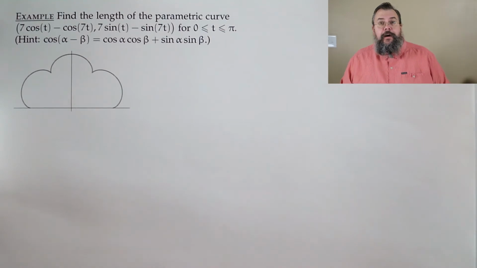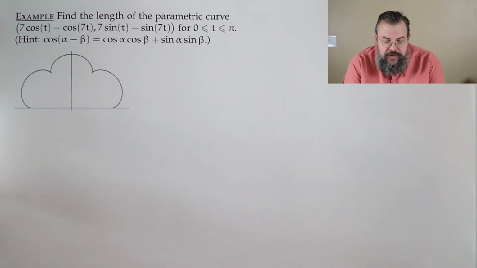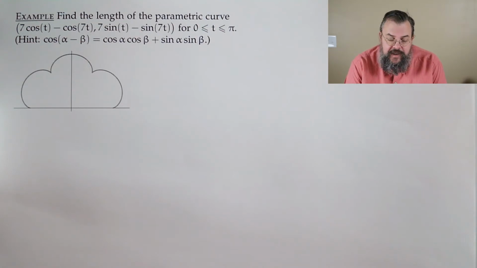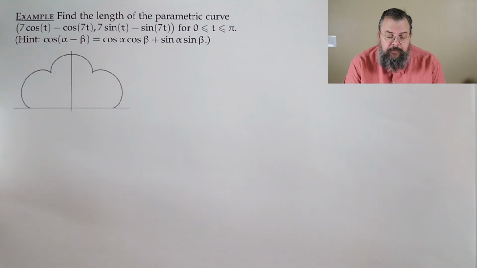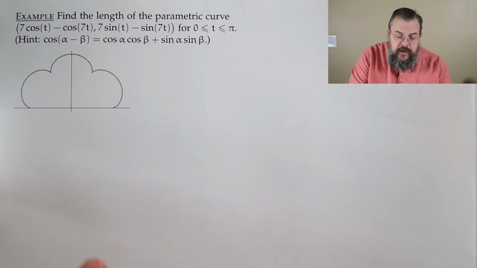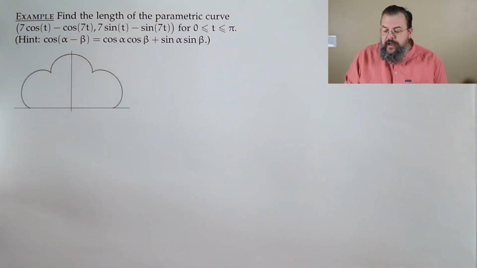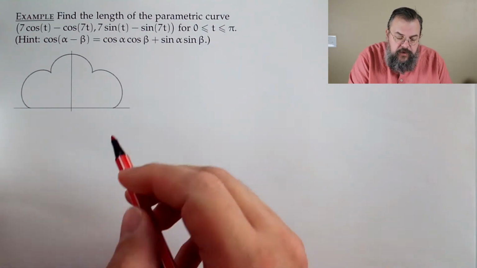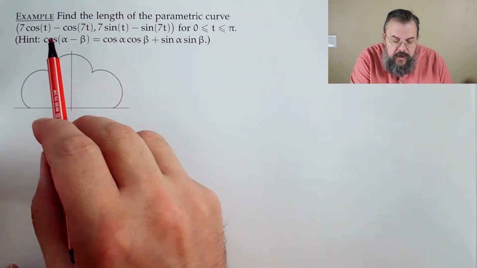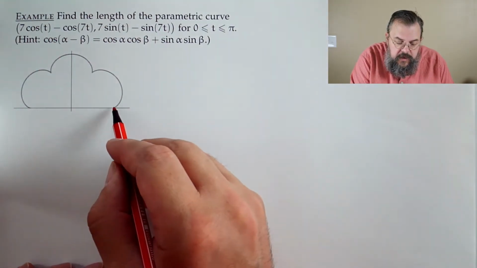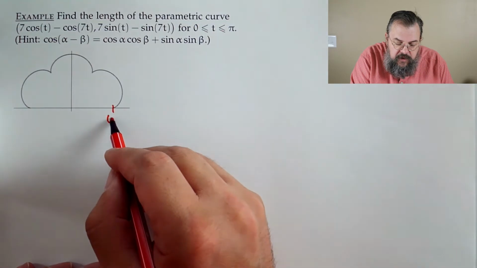Find the length of the parametric curve 7 cosine t minus cosine 7t and 7 sine t minus sine 7t, where time goes from 0 to pi. And here is this beautiful picture. And you can actually trace it out. It's not so hard to see. If you, for example, plug in time equals 0, you'll get 0 for the y. And over here, you're going to get 6. So you start here at 6.